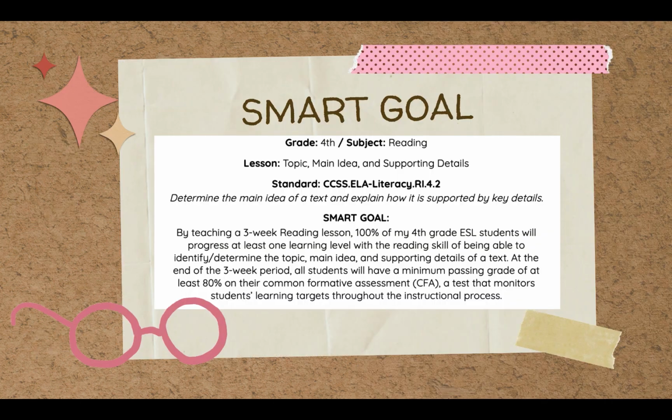My SMART goal was that by teaching a 3-week reading lesson, 100% of my 4th grade ESL students will progress at least 1 learning level with the reading skill of being able to identify and determine the topic, main idea, and supporting details of a text. This means that by the end of the 3-week period, all students will have a minimum passing grade of at least 80% on their common formative assessment.